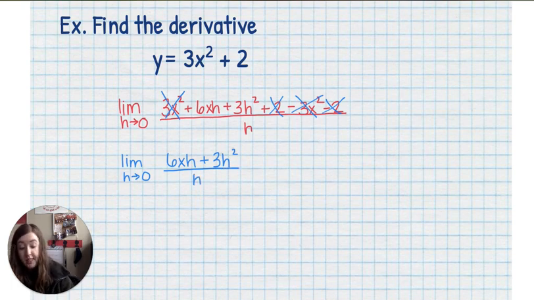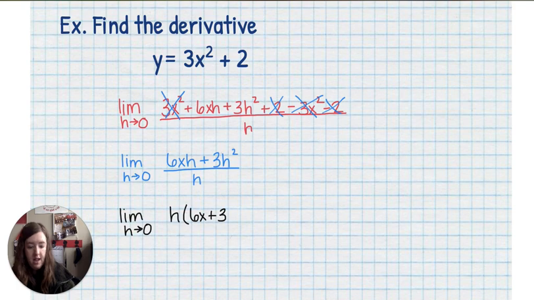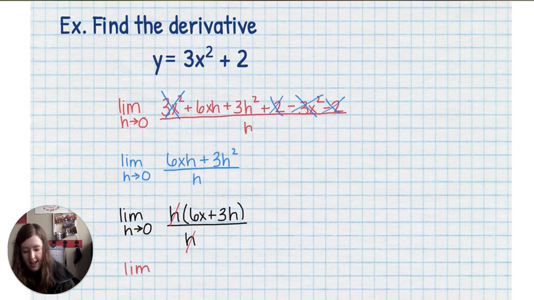I think it is really helpful to go ahead and factor out that h in our numerator. So we'll have the limit as h approaches 0 of h times 6x plus 3h, since we divide one of those out, he's still in there, over h. So then our h's will divide away. And now we're left with the limit as h approaches 0 of 6x plus 3h.